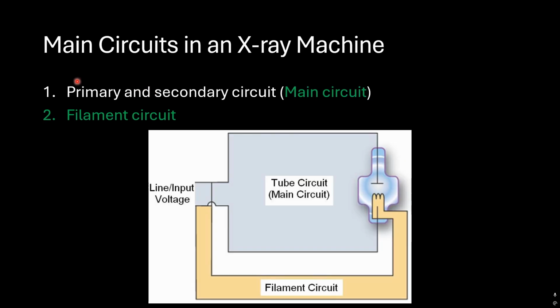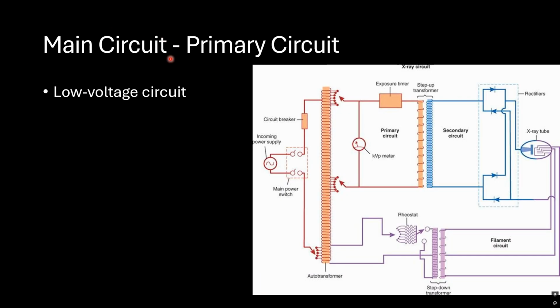So in the X-ray machine, we have two main circuits. The first one is the primary and secondary circuit of the main circuit, and the next one is the filament circuit. So first, let's talk about the main circuit, specifically the primary circuit, which is on this side here, or the orange side. It has a low voltage circuit. Why does it have a low voltage circuit? Because we are taking our electricity from the plug, and the plug has low voltage, and this is why. It supplies power to the step up transformer. This low voltage circuit will supply the voltage to the step up transformer, which will convert that low voltage to high voltage on the secondary circuit.